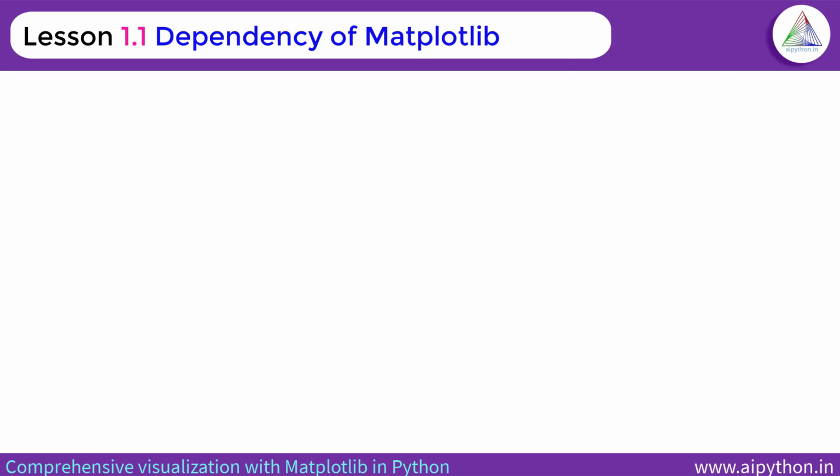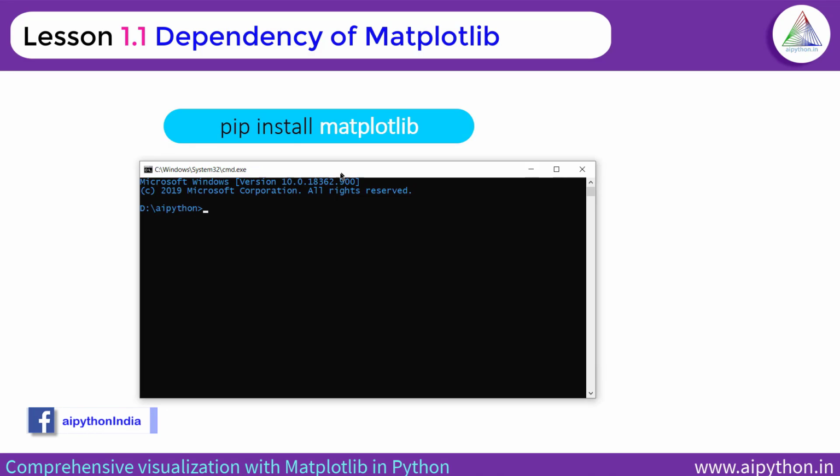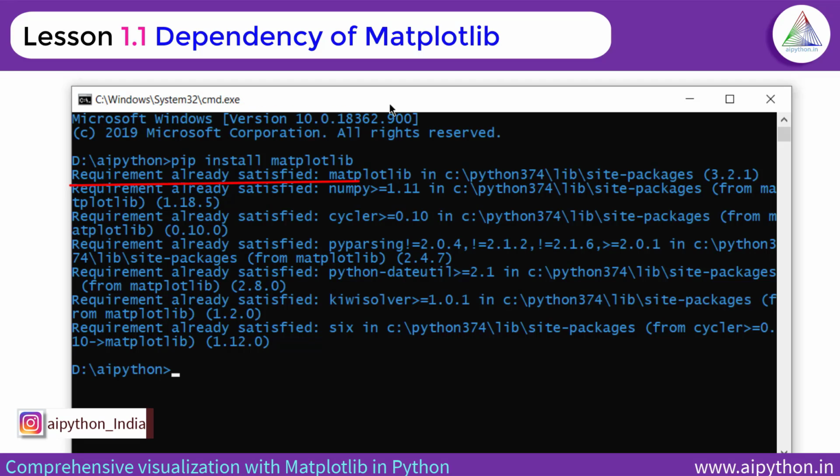Okay, so we can install matplotlib via pip. Open the command prompt. I'll just open the command prompt and write pip install matplotlib. Since matplotlib is already installed on my system, it will say requirement satisfied. You don't need matplotlib to be installed again.